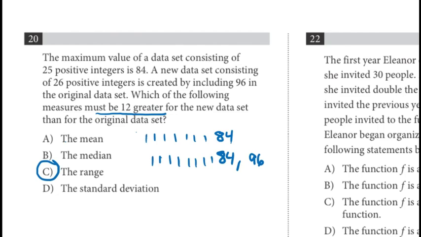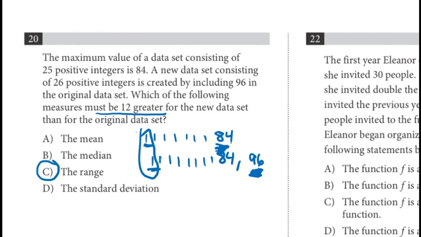Okay, so the range is going to be the highest number minus the lowest number. Notice that both the lower numbers have to be the same number, and the higher number is 12 larger for the second set. It's greater by 12, so that means this range is going to be 12 larger exactly. So that's the answer.